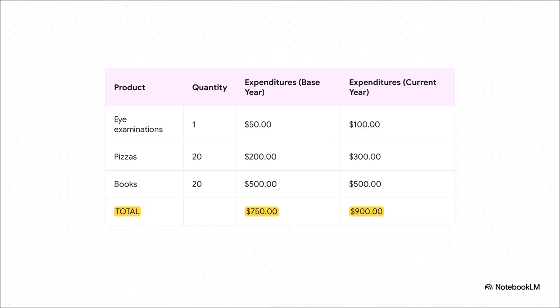Let's say our basket of goods, eye exams, pizzas, books, costs a total of $750 in our starting base year. Now, we flash forward to the current year. We're buying the exact same stuff, but because prices have gone up, that same basket now costs $900. See, the stuff didn't change, just the price tag.